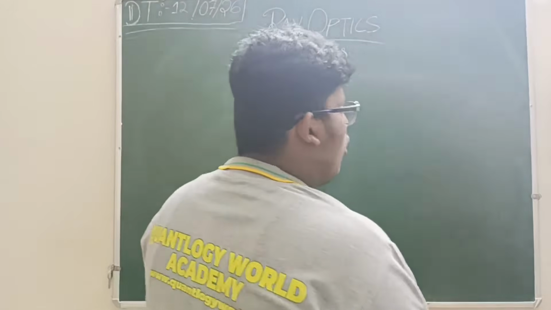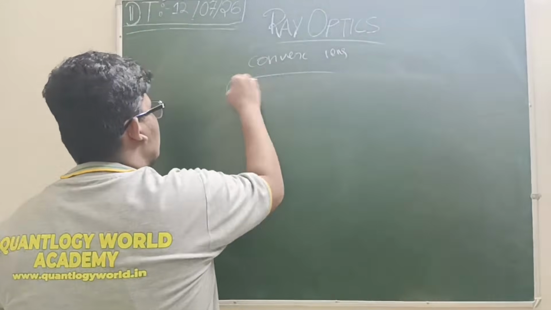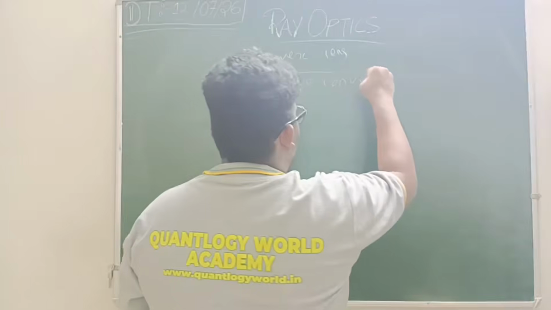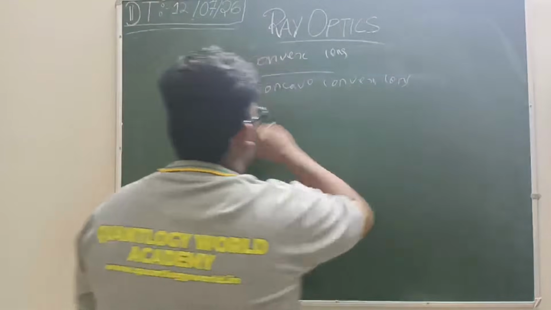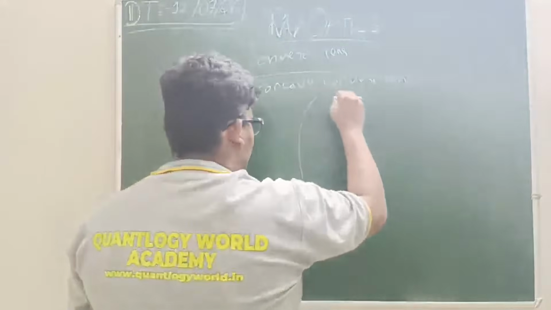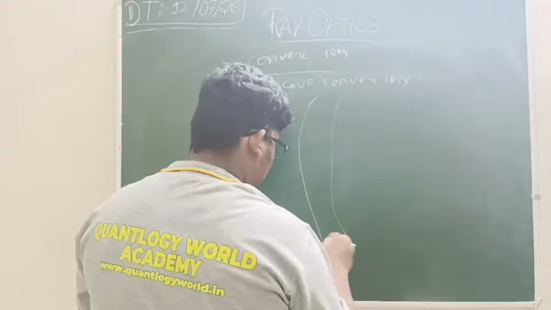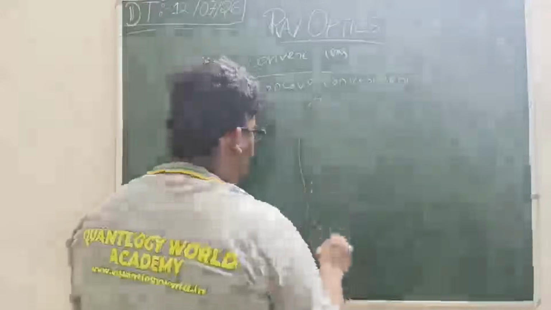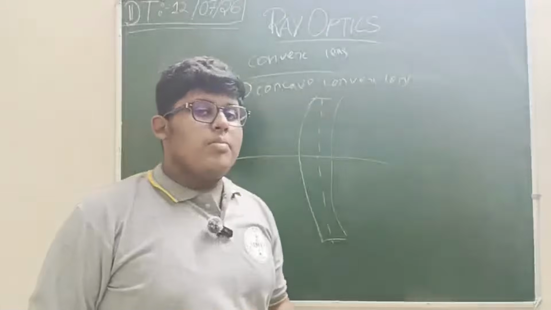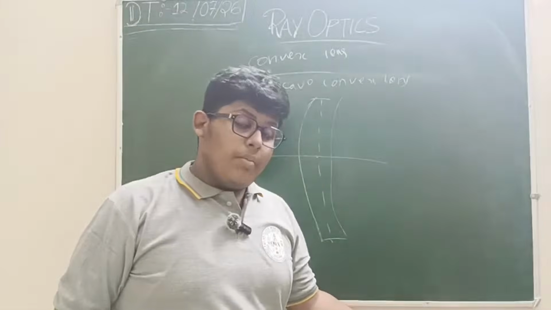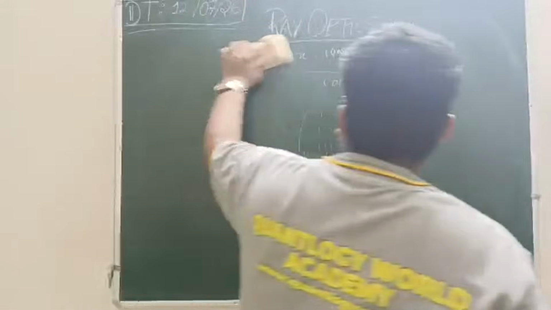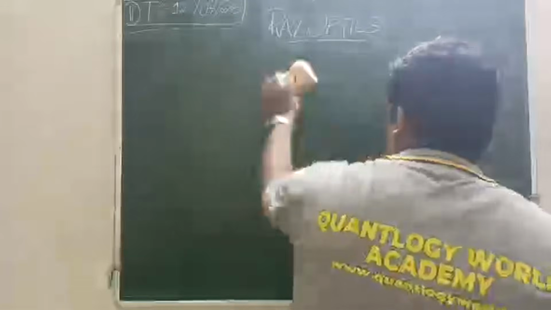The third type is concave convex lens. This is the example of concave convex lens, in which the mirror uses one concave mirror and another convex mirror to form it. So these are the types of concave and convex lenses.